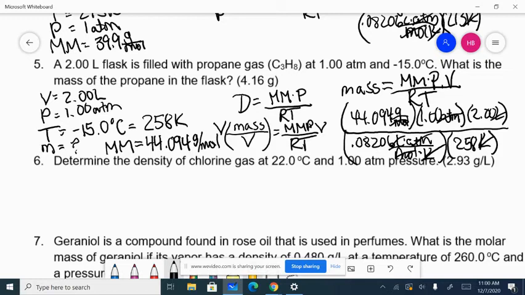Number 6. So density is equal to molar mass, P over RT. Chlorine gas, you have to be careful because chlorine is one of our diatomic elements. If you don't remember what that is, go back and watch the diatomic elements video. So it's not going to be 35.45 grams per mole as in Cl. It's going to be 70.90 for Cl2.